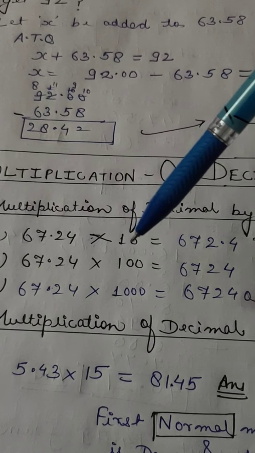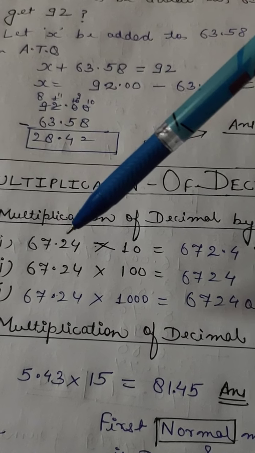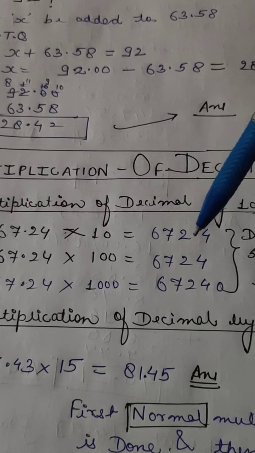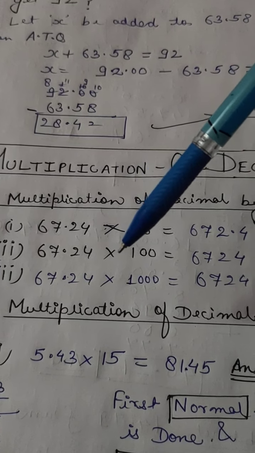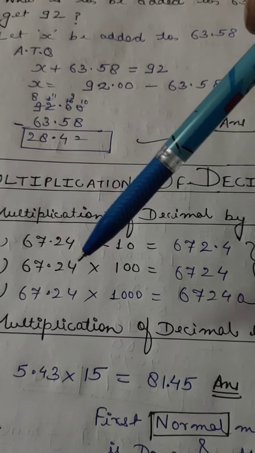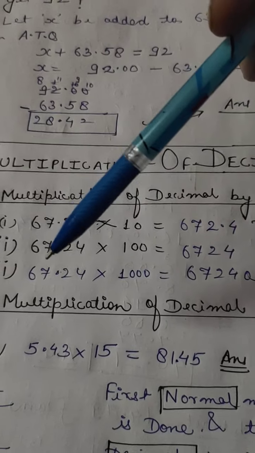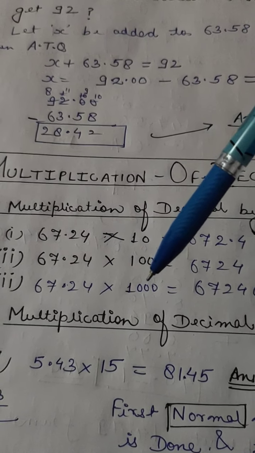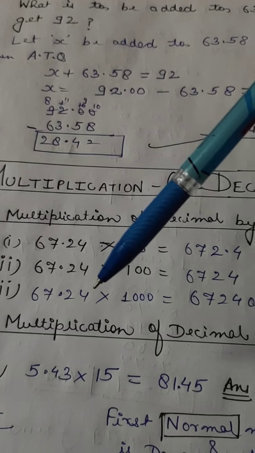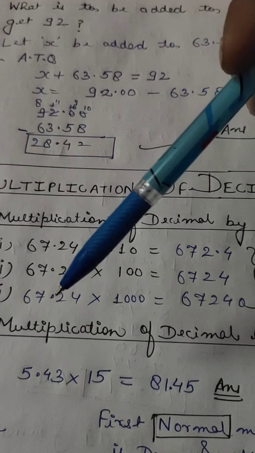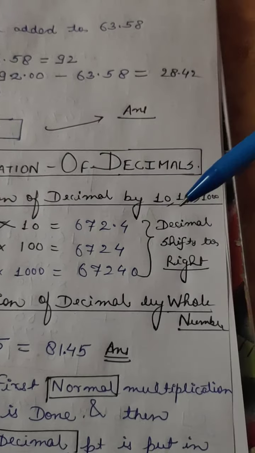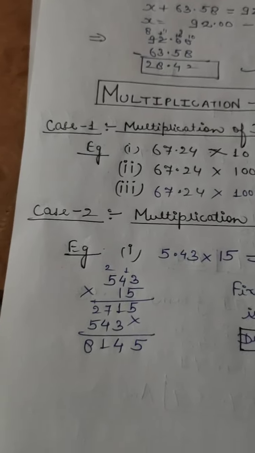For example, here it is multiplied by 10, then this decimal point will move 1 place to the right side. So what do we get? 672.4. Similarly, 67.24, we have multiplied by 100, then it will move right by 2 places. We will get 6724 as the answer. Similarly, 67.24 is multiplied by 1000. The decimal point will shift 3 places to the right. We will get 67240 as our answer. The decimal point shifts to the right.